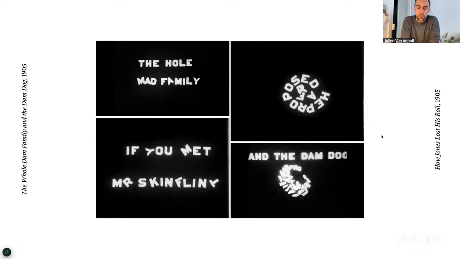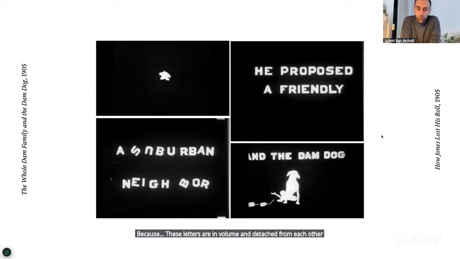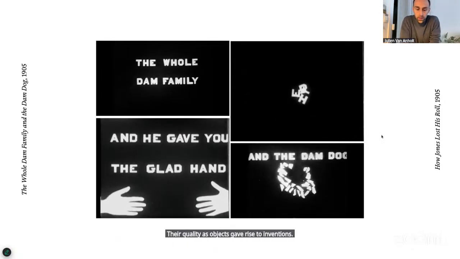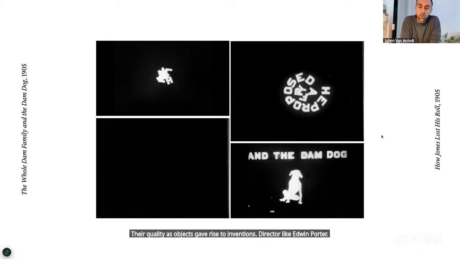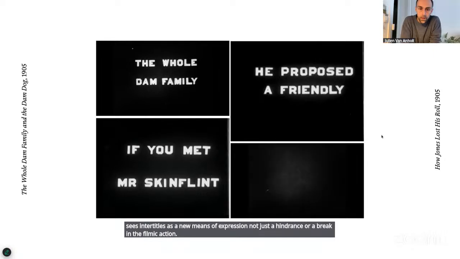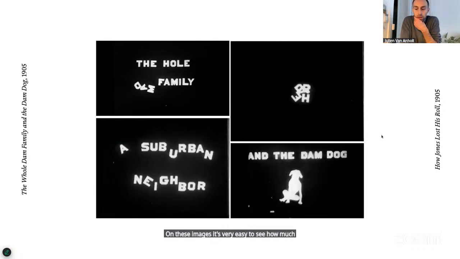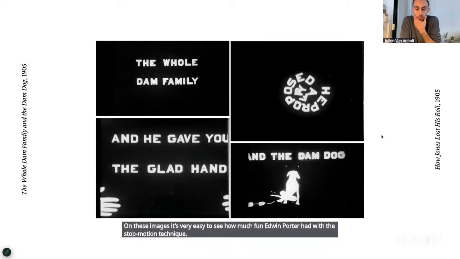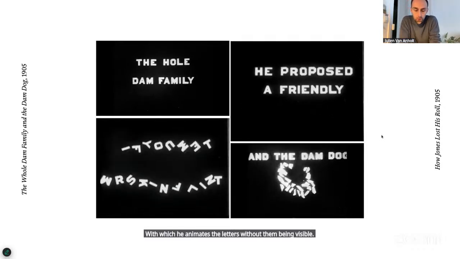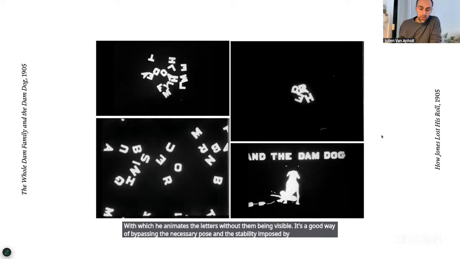Because these letters are in volume and detached from each other, they are inviting to be moved around. Their quality as objects gave rise to inventions. A director like Edwin Porter sees intertitles as a new means of expression, not just a hindrance or a break in the filmic action. On these images, it's very easy to see how much fun Edwin Porter had with the stop motion technique, with which he animates the letters without them being visible. It's a good way of bypassing the necessary pause and the stability imposed by the act of reading cards.